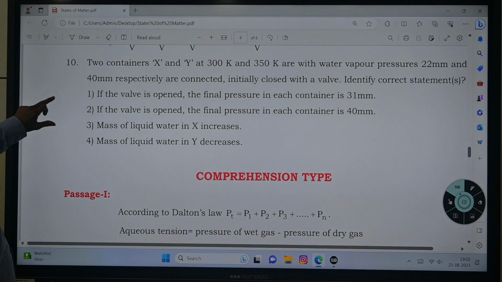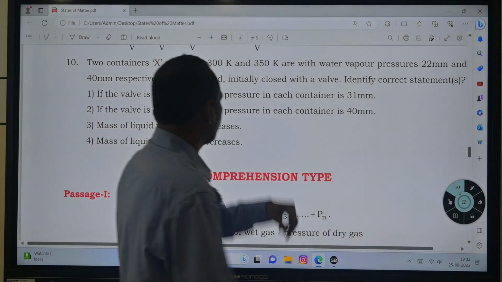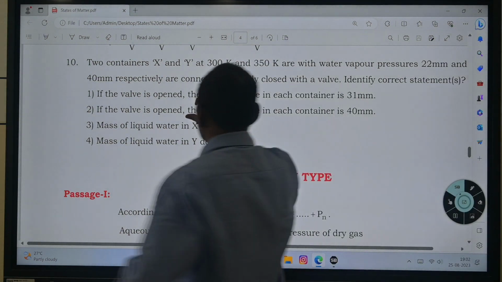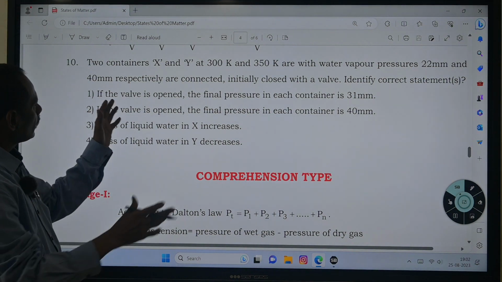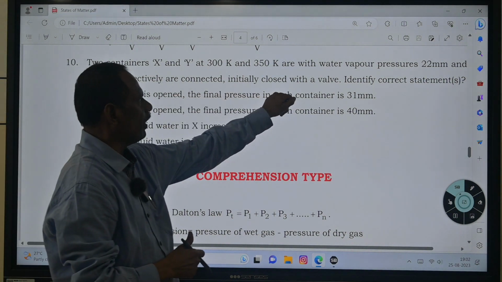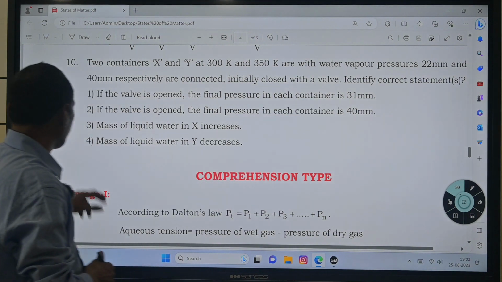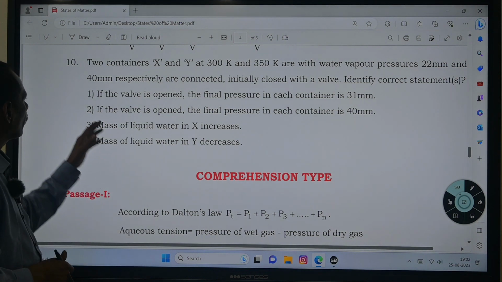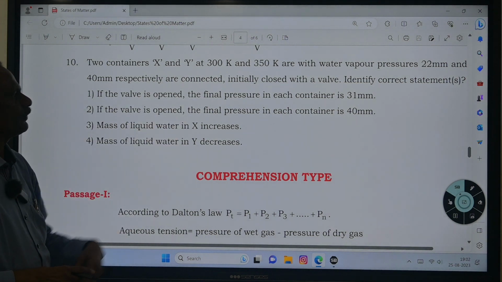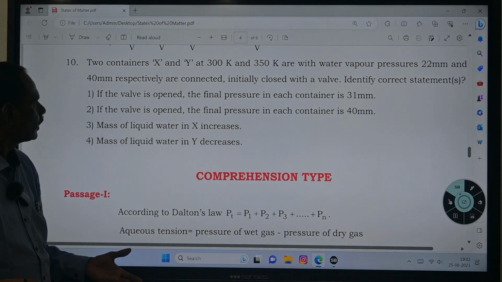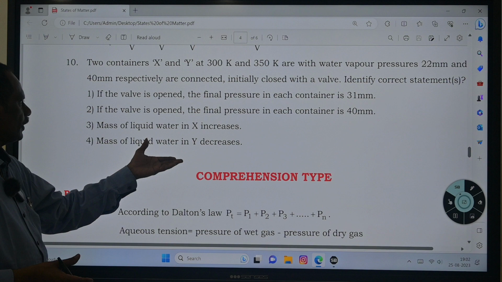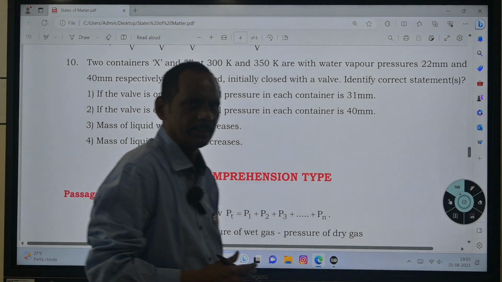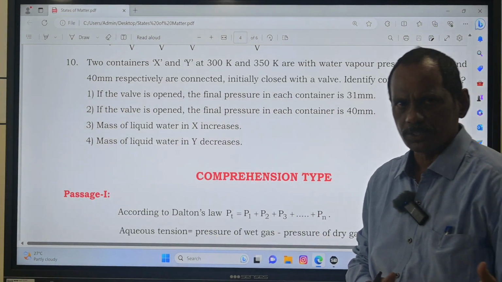Then 2 containers X and Y at 300 kelvins and 350 kelvins are with water vapor, pressure of 22 millimeters and 40 millimeters respectively. They are connected initially closed with the valve. Identify the correct statement. If the valve is open, the final pressure of each container is 31 millimeters. If the valve is open, the final pressure of each container is 40 millimeters. Mass of liquid water in X increases. Mass of liquid water in Y decreases. That is the understanding level question.